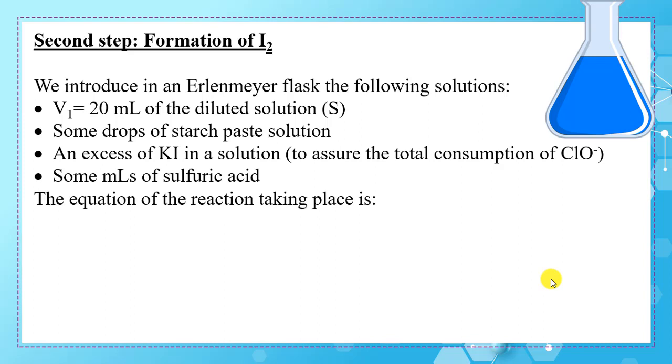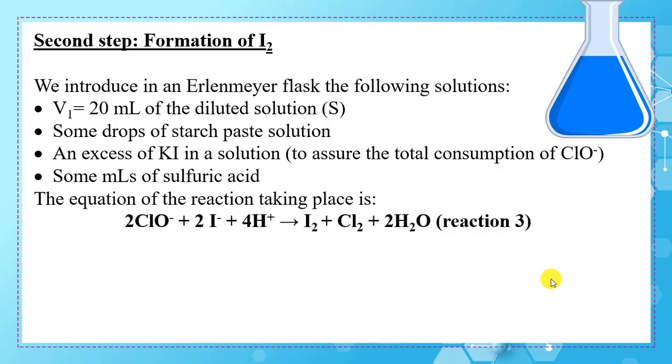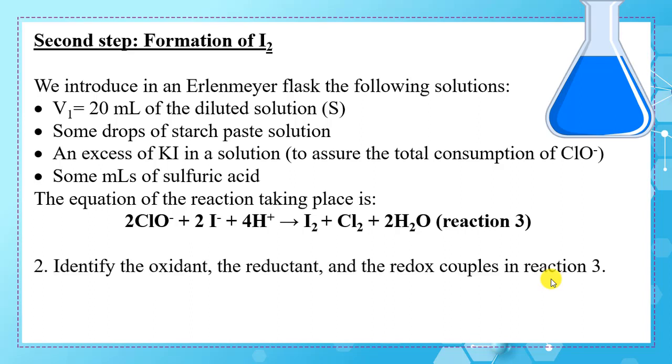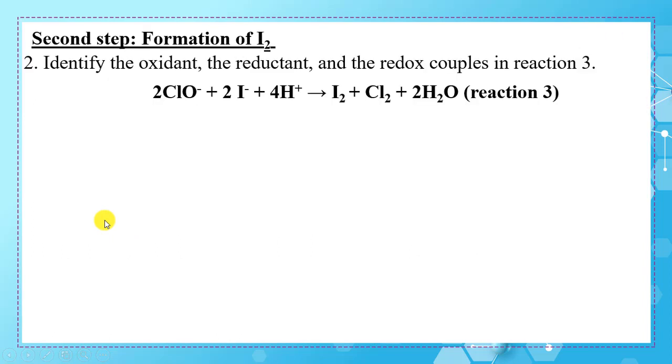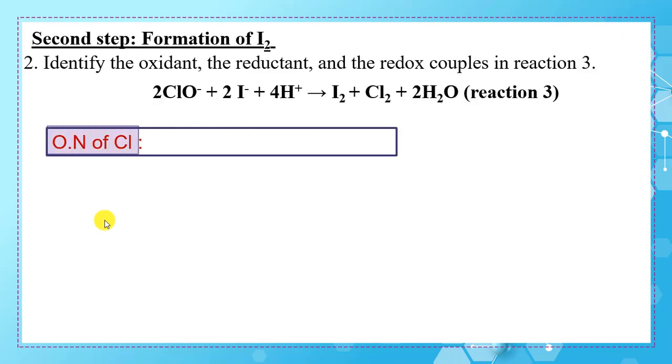The equation of the reaction taking place is as follows. This is reaction 3. The question is to identify the oxidant, the reductant, and the redox couples involved in this reaction. As we took before, in order to determine the oxidant, reductant, and the redox couples, we should determine the oxidation number of each element found in this reaction. So, we start by calculating the oxidation number of Cl. It is +1. The oxidation number of Cl in Cl2 is 0.